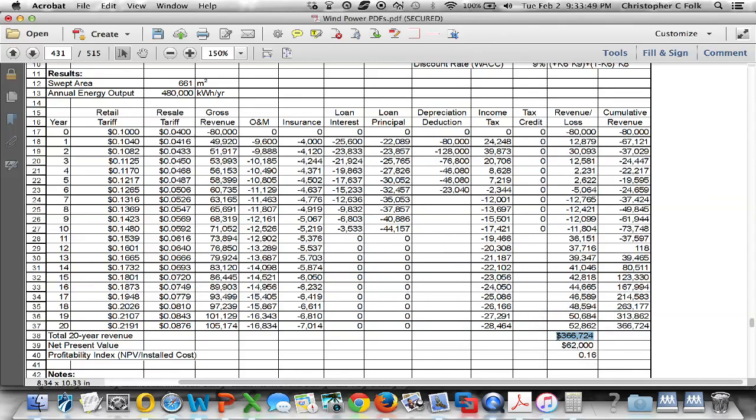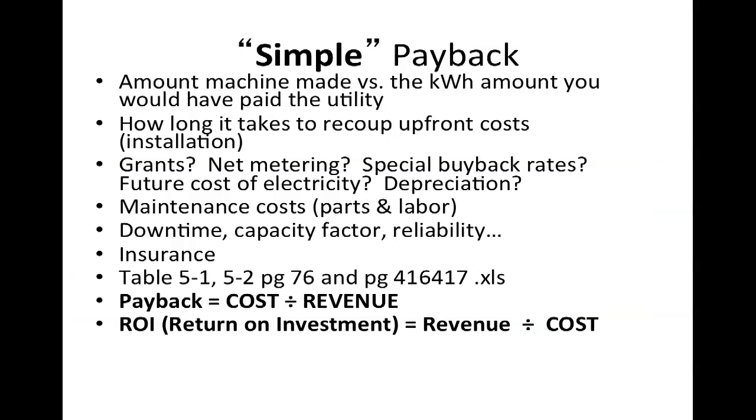Well, there's a lot more involved in this. There's a lot more involved. But this is really a good start to the financial side of it. I'm going to go back to the PowerPoint now.